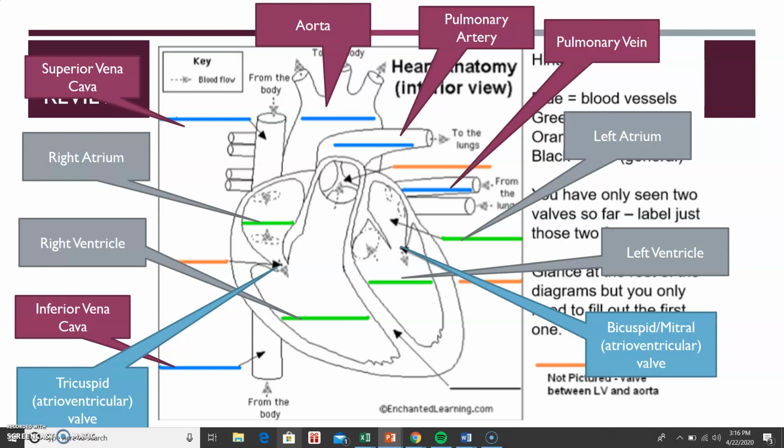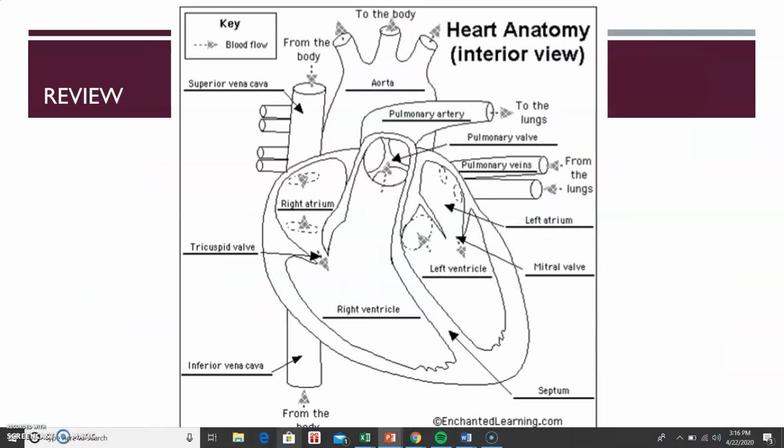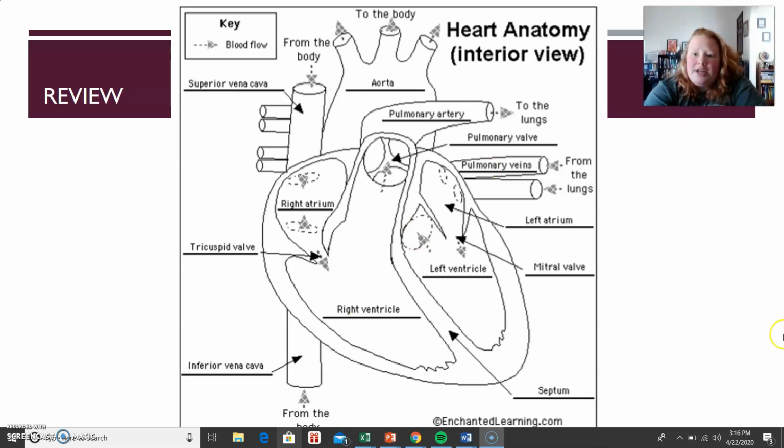The other valve that is on here is your pulmonary valve. That is your semilunar pulmonary valve. This goes into your pulmonary artery. The other one would be your aortic valve, and it would go into your aorta. The line that separates the ventricles is called the septum. Okay, so that's a lot on this screen, but this is all labeled nicely. These PDFs are up on the Haiku page. You can check it out there.